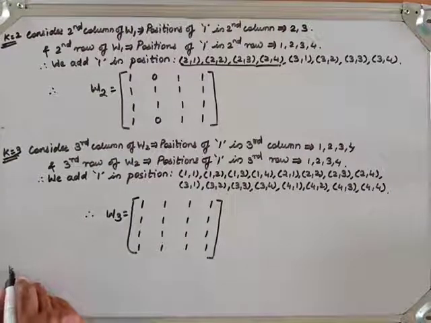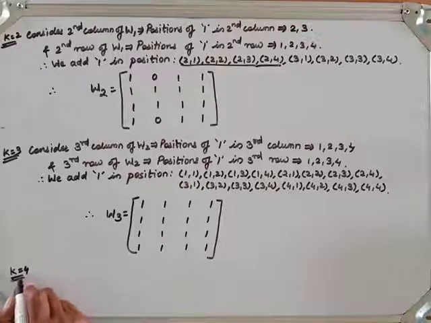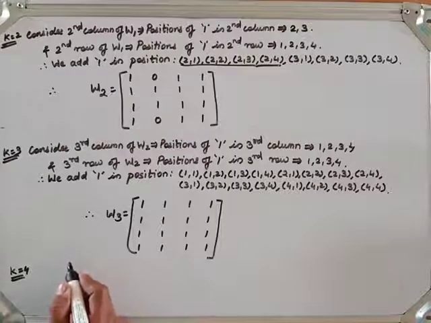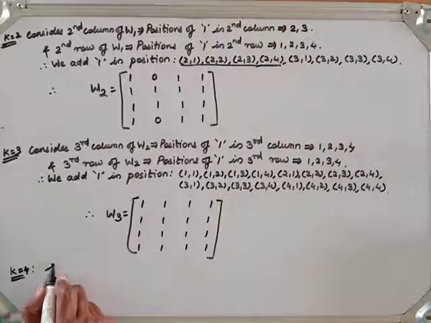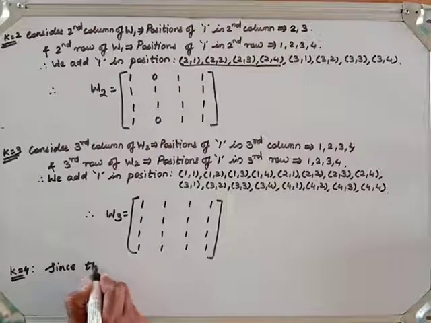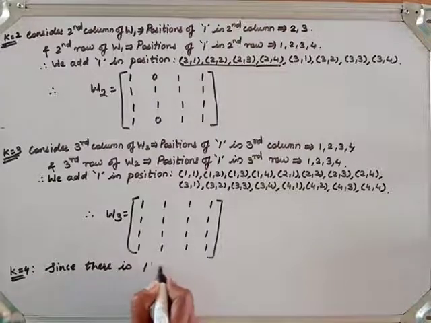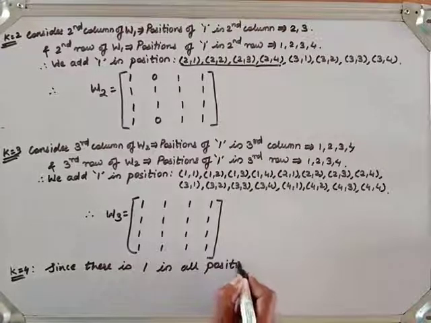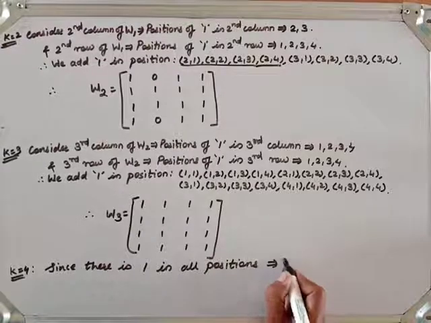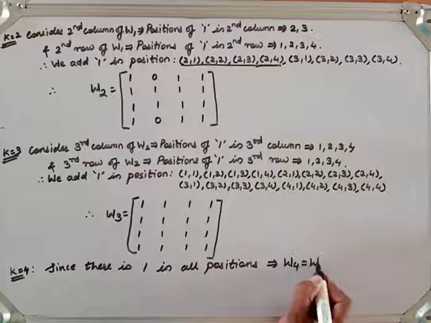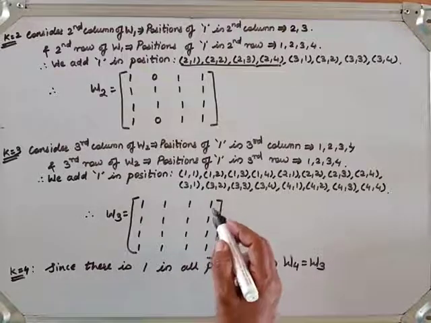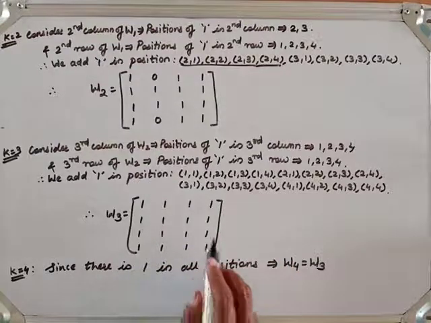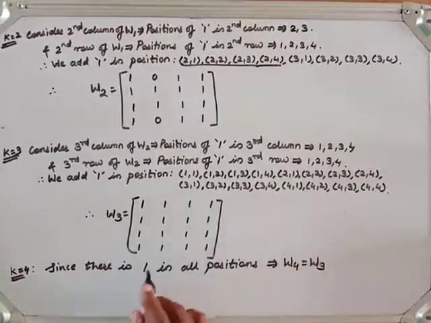Now k is equal to 4. But actually for k is equal to 4, even we do not need to go for that, since there is 1 in all positions. So that implies W4 is nothing but W3. Look at, if we consider fourth column, then in fourth column 1 is everywhere and fourth row also 1 is everywhere. So we get one in each position again.